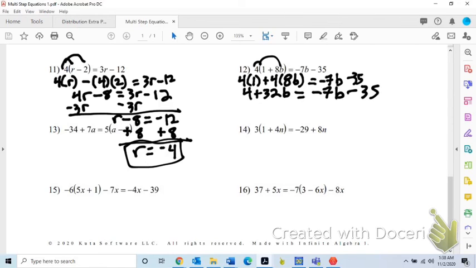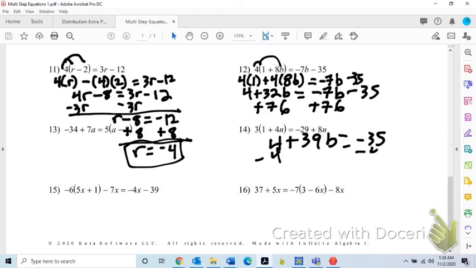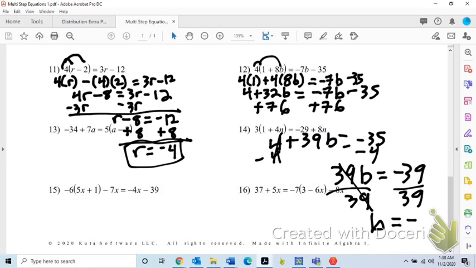So now we need to combine our like terms. We need to put all our variables together. So in order to keep my variables positive, I'm going to take that negative 7b and I'm going to add it to both sides. That gives me 4 plus 39b equals negative 35. 4 plus 39b, got to move outside in. So we get rid of that 4 by subtracting 4 from both sides. That gives me 39b equals negative 39. Divide both sides by 39, and you get b equals negative 1.